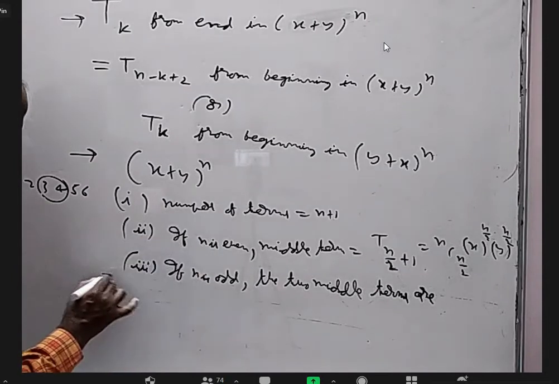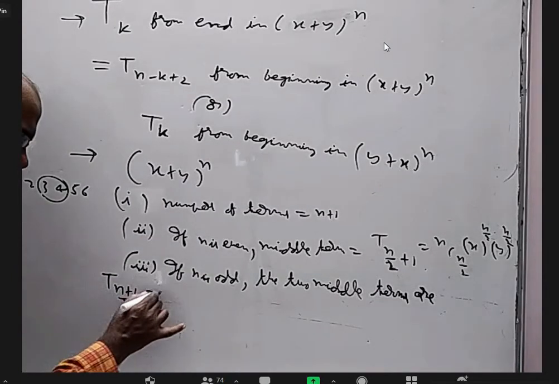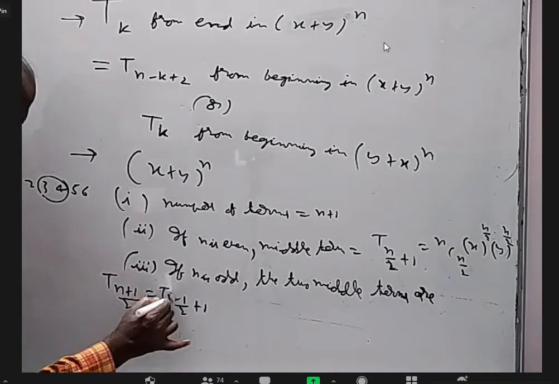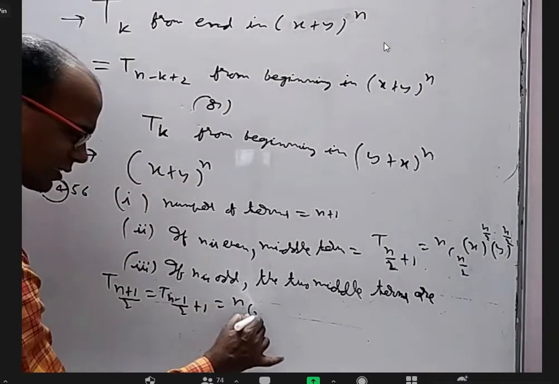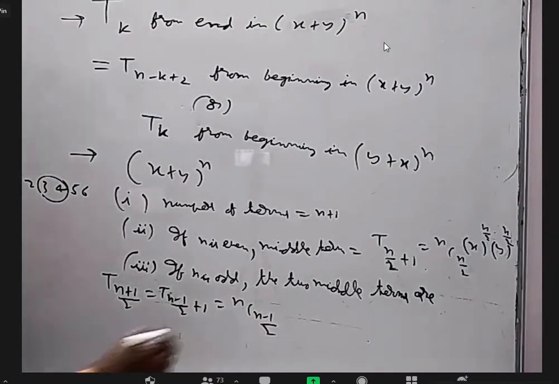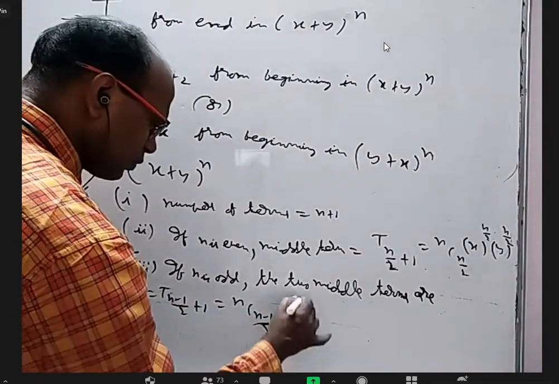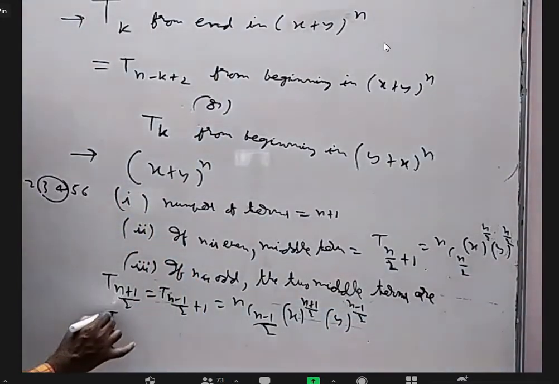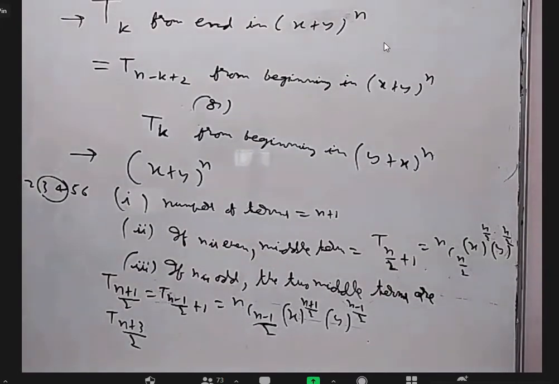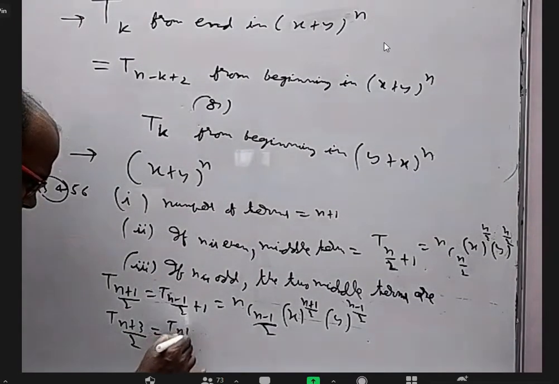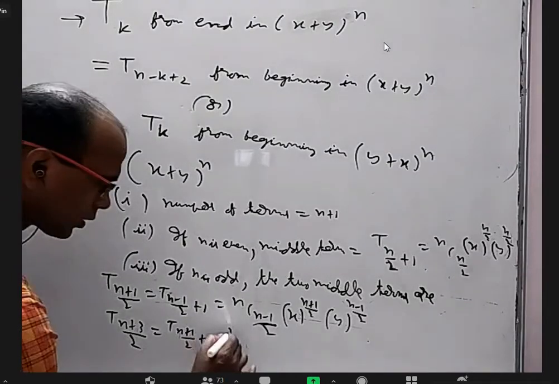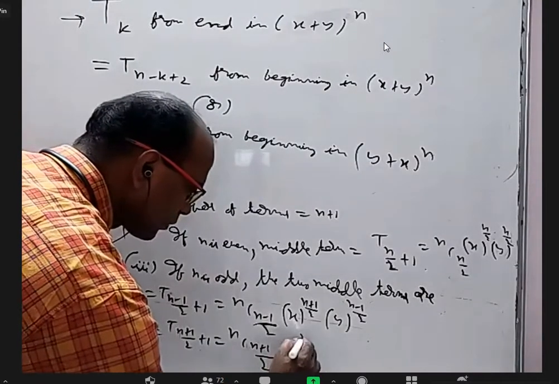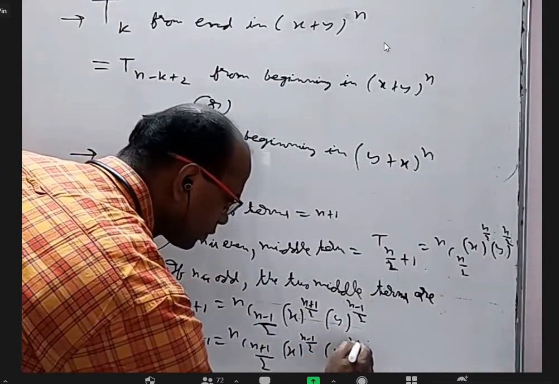So the middle terms are, one is T((n + 1)/2). If you want, you can write it as T((n − 1)/2 + 1), which will be nC((n − 1)/2) x^((n + 1)/2) y^((n − 1)/2). The next one will be T((n + 3)/2), that is T((n + 1)/2 + 1), which will be nC((n + 1)/2) x^((n − 1)/2) y^((n + 1)/2).